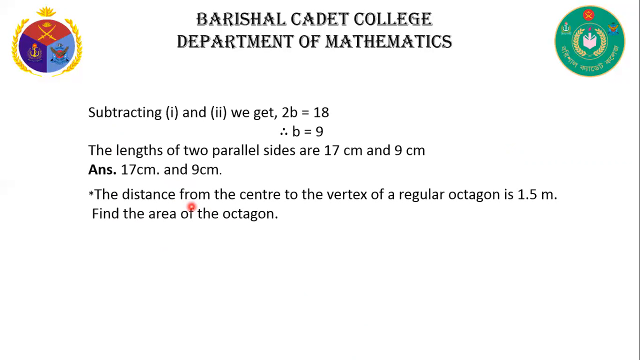Now another question. The distance from the center to the vertex of a regular octagon is 1.5 meter. Find the area of the octagon. Here given the distance from the center to the vertex of regular octagon is 1.5 meter. Find the area of the octagon.